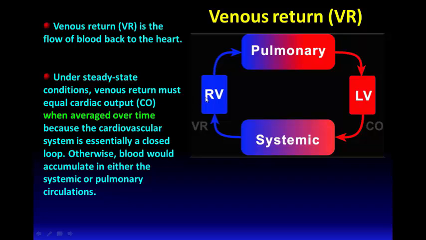Thus, right-sided cardiac output should be equivalent to the left-sided cardiac output when they are averaged over time, and similarly, right-sided venous return should be equivalent to the left-sided venous return when they are averaged over time. This is essentially done by the Starling mechanism of the heart.